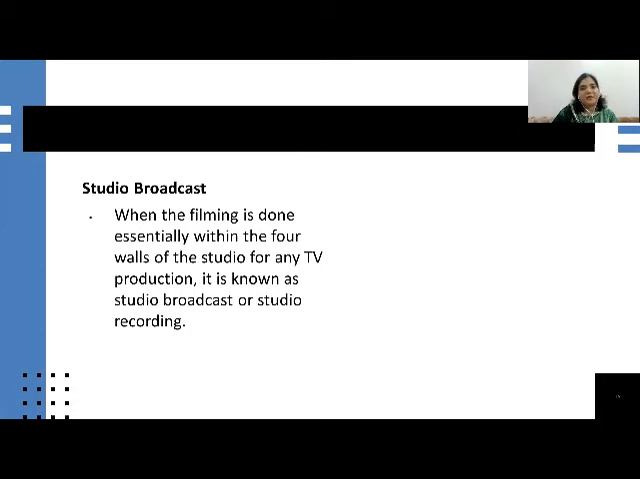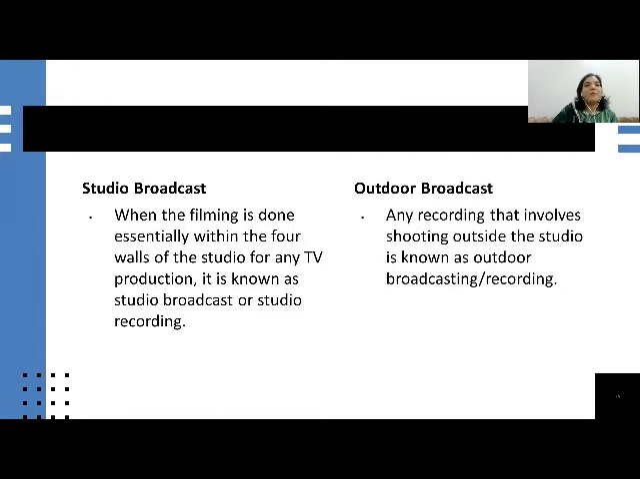But studios are not the only option all the time, because as far as the news industry and entertainment industry are concerned, we need to show the outdoors, and it is very important to show the outdoors in most circumstances. So for that, you have to go outdoors and shoot. Outdoor broadcast is a production technique for that. This essentially refers to any kind of recording or broadcast, could be live or recorded, that involves shooting outside the four walls of the studio. That is known as outdoor broadcasting or outdoor recording. This is a very significant term in journalism, and we are going to explore it a bit more in the next slide.